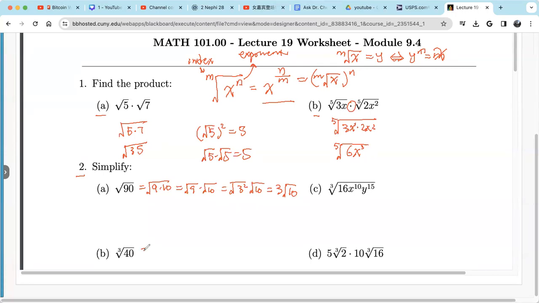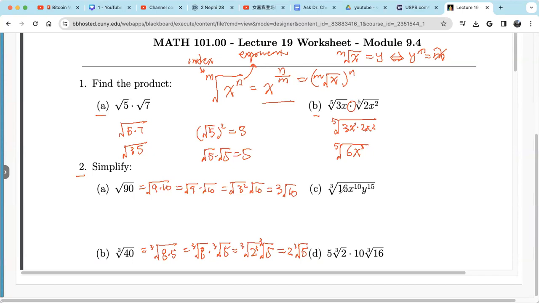Now let's see B. The cubic root of 40. 40 can be split as 8 times 5. So I can split this into the cubic root of 8 times the cubic root of 5. The cubic root of 8 is 2 cubed. Again, I have m equals 3, n equals 3. 3 divided by 3 is 1, so I have 2 raised to 1. So I have 2 times the cubic root of 5.